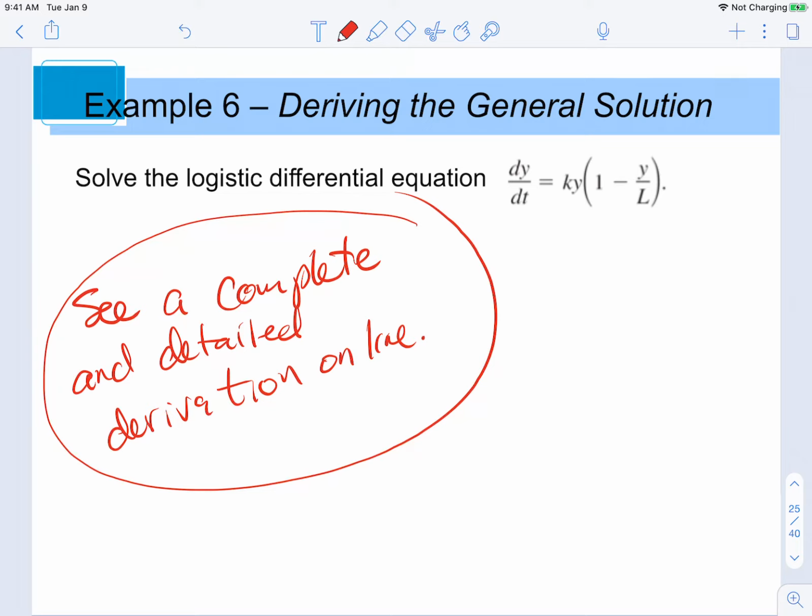Let's look at example 6, deriving the general formula. Now, this is again the logistic differential equation, and we're going to see what the solutions will look like. We're going to derive what the solutions should look like. Now, I have completed that already.